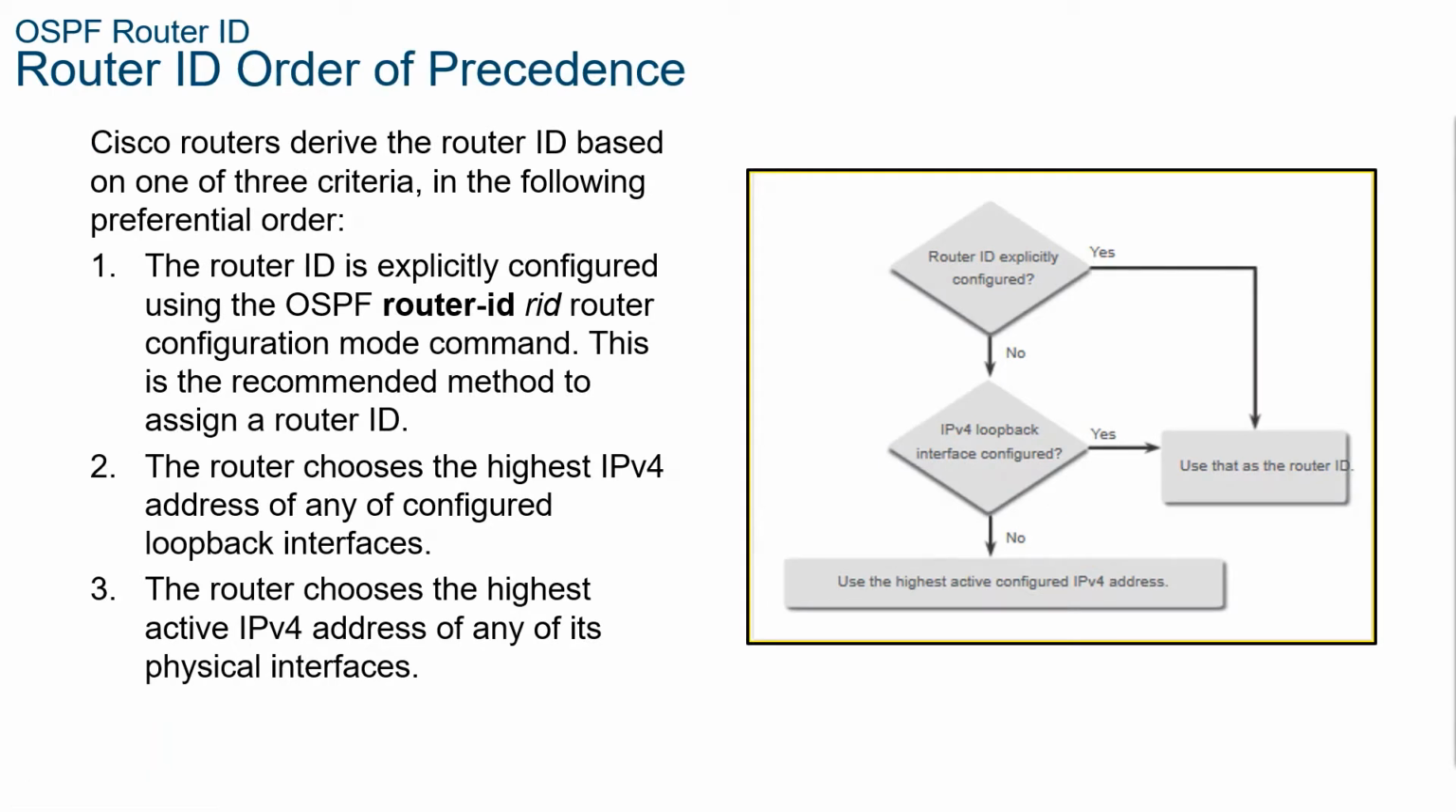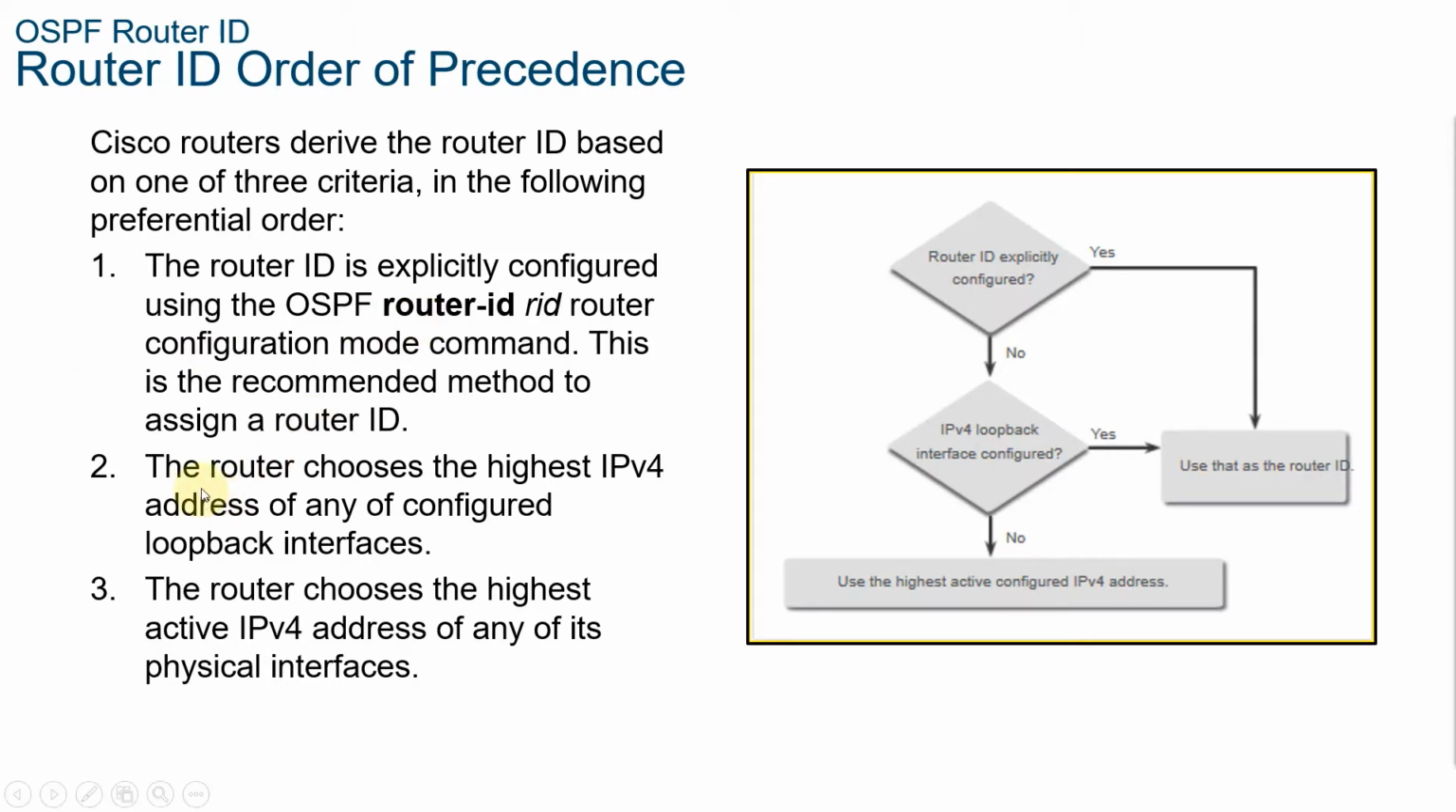Okay, so how about the router ID order of precedence? How does the router determine its router ID? As illustrated in the figure, Cisco routers derive the router ID based on one of three criteria, in the following preferential order. First, the router ID is explicitly configured using the ospf router-id RID router configuration mode command. The RID value is any 32-bit value expressed as an IPv4 address. This is the recommended method to assign a router ID.